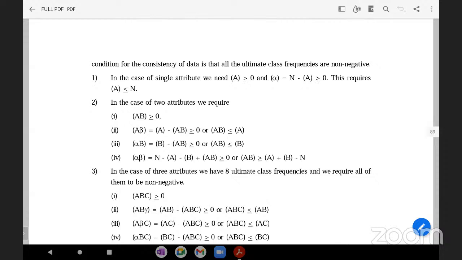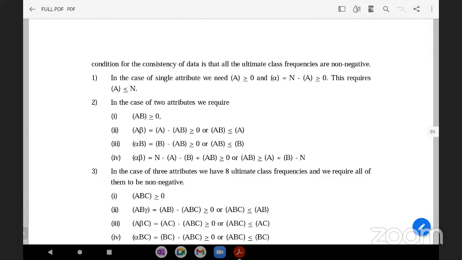In the case of two attributes, AB is greater than or equal to 0, and A beta equal to A minus AB is also greater than or equal to 0, so A is greater than or equal to AB. And alpha B equal to B minus AB is also greater than or equal to 0, so B is greater than or equal to AB. Alpha beta equal to N minus A minus B plus AB is also greater than or equal to 0, so AB is greater than or equal to A plus B minus N.